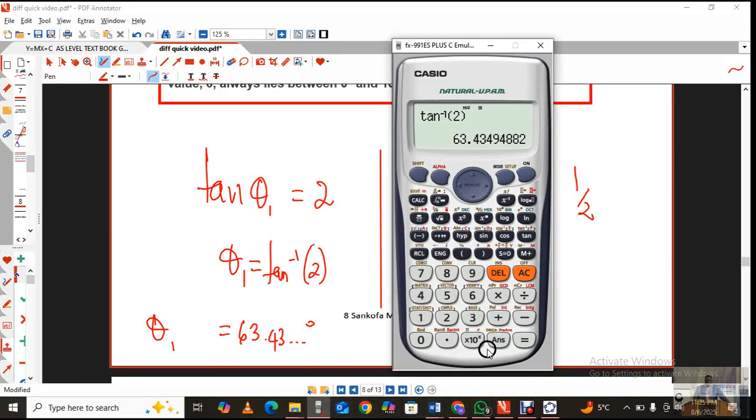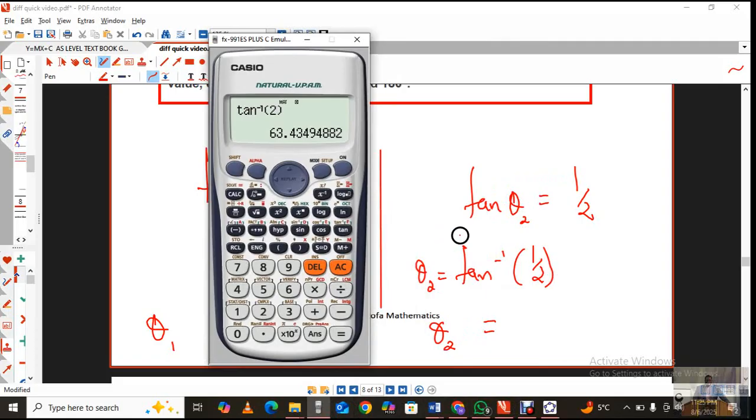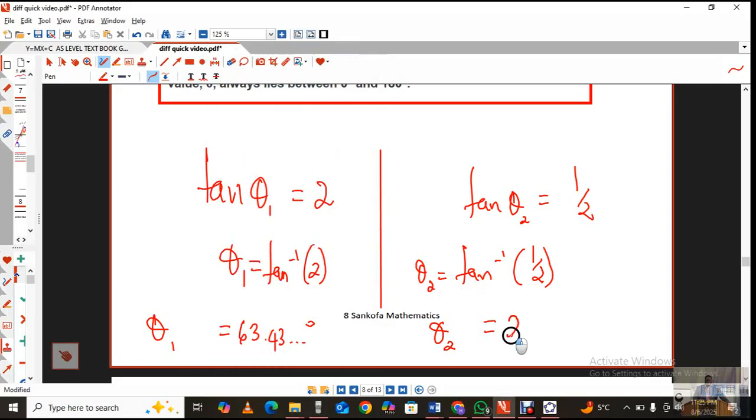Let's bring back our calculator. Then the other one was a half, so a half is 0.5. That's 26.56 and so on.